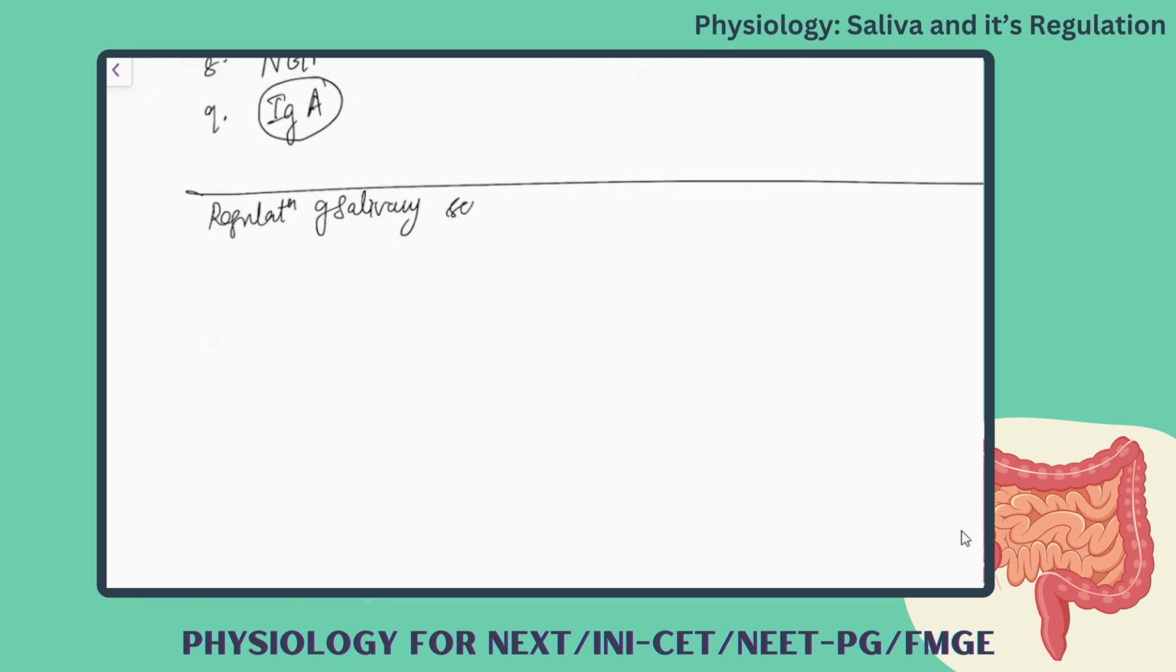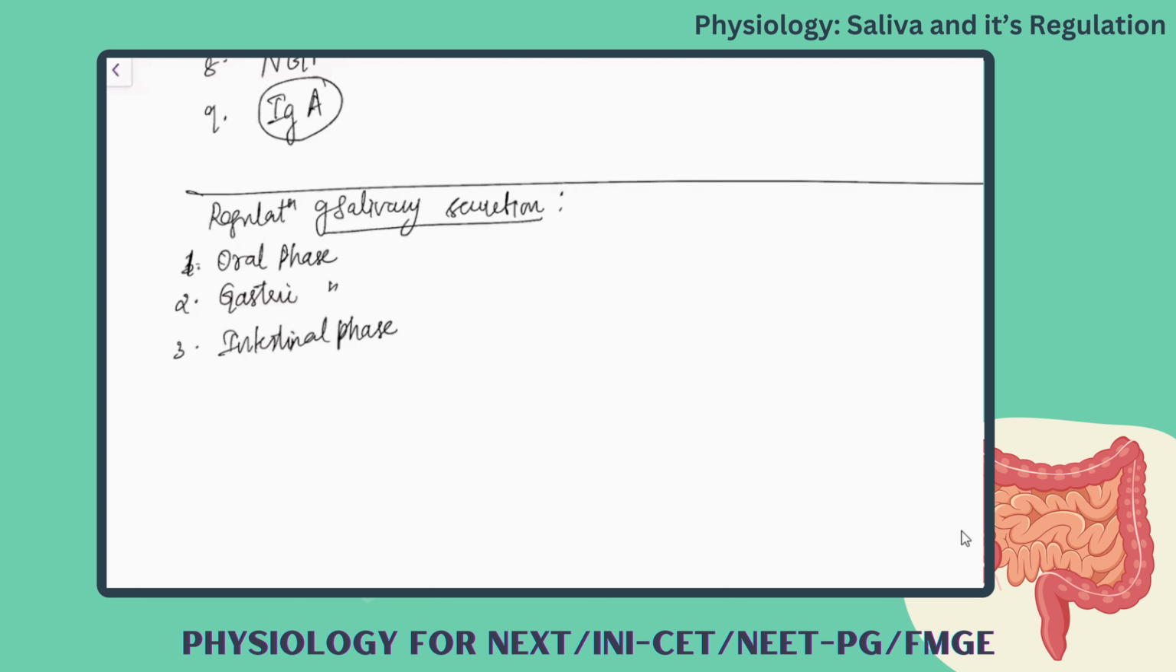Regulation of salivary secretion. It is going to happen in three phases. The first one is the oral phase, then the gastric phase, and then the intestinal phase. So in these three phases, we are going to talk about the regulation of the GI system.